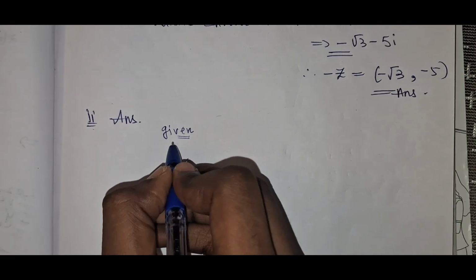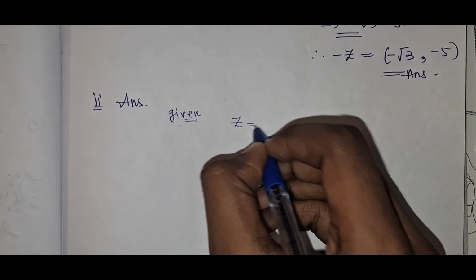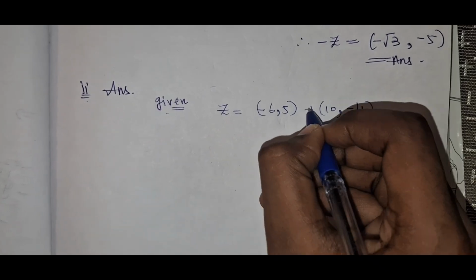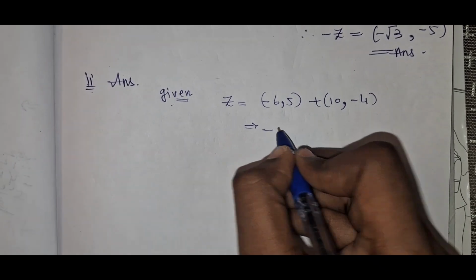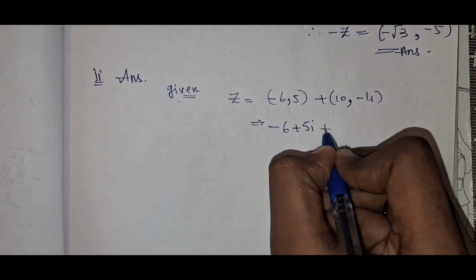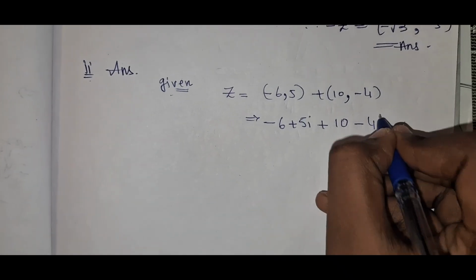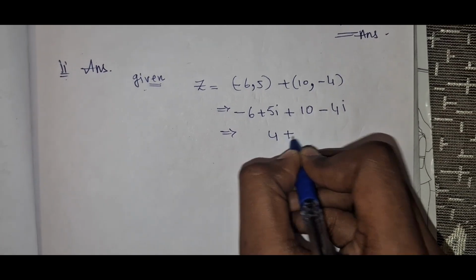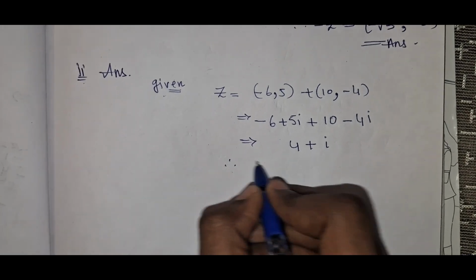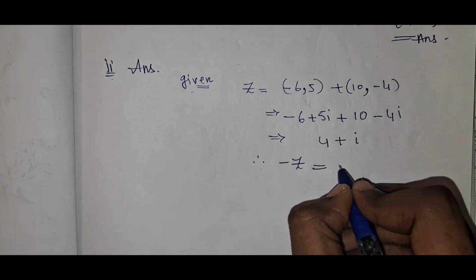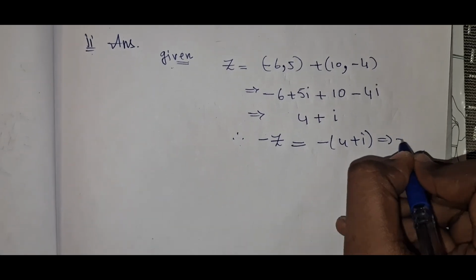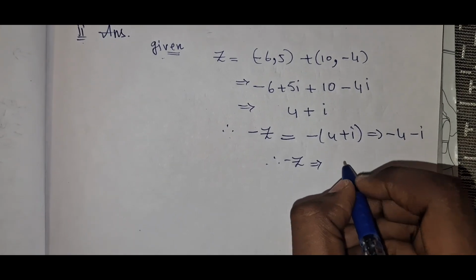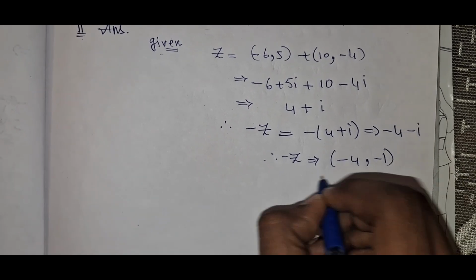Now second one, given z is equal to (-6, 5) plus (10, -4). Converting both of these, we get minus 6 plus 5i plus 10 minus 4i. When we solve, we get 4 plus i. Therefore, additive inverse minus z is equal to minus of 4 plus i, which is equal to minus 4 minus i. Therefore, the additive inverse of the given question is (-4, -1).